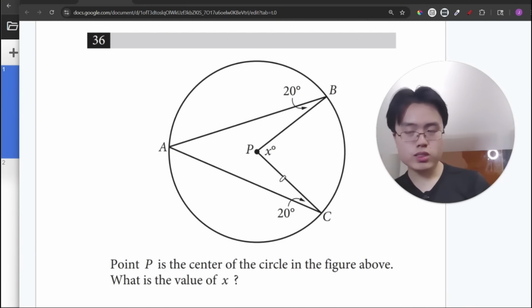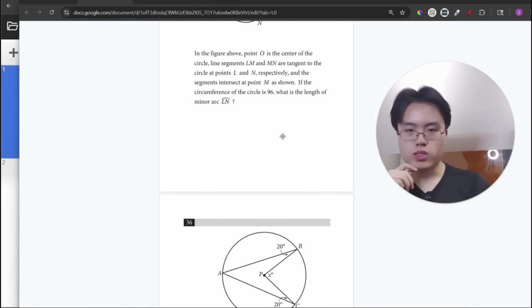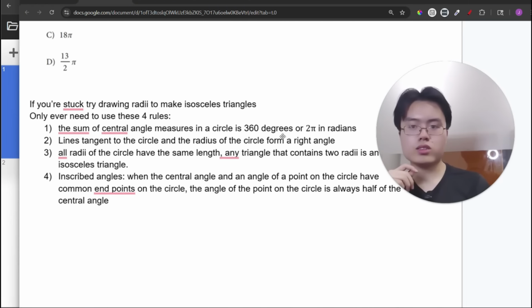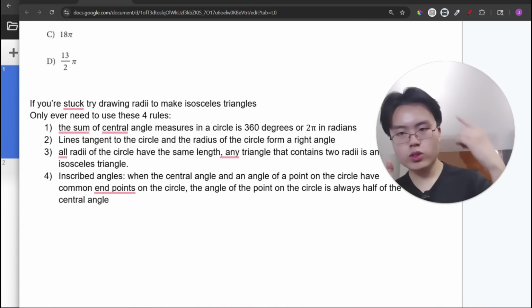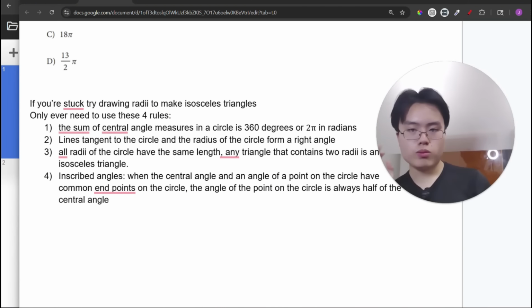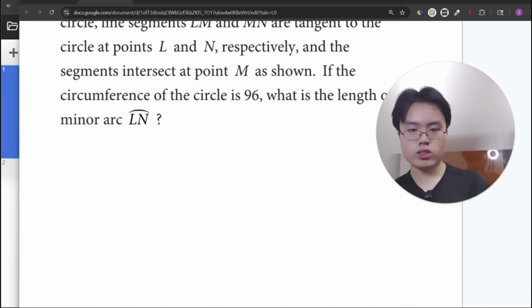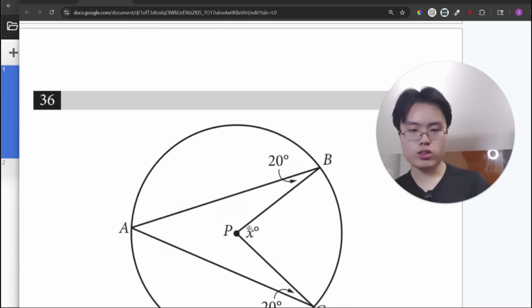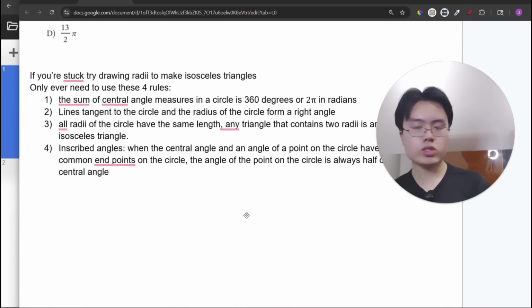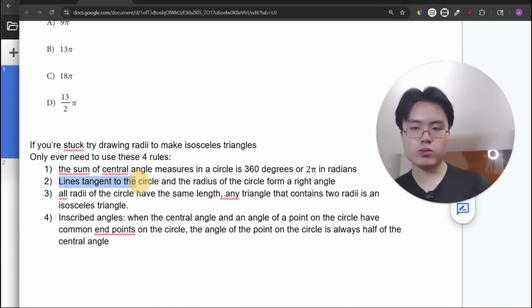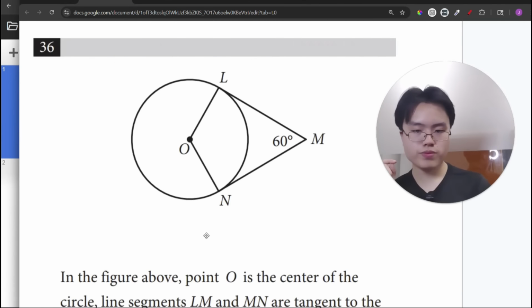So remember my tip, let's go through the checklist before I spoil too much, to help you connect the dots. First, the sum of central angle measures adds up to 360 or 2 pi in radians, but I don't think that helps you much right now, because there are no angles around here to add up to 360 anyway. There are no tangent lines, so the second one doesn't matter. And the third one: all radii of the circle have the same length. Any triangle that contains 2 radii is an isosceles triangle.